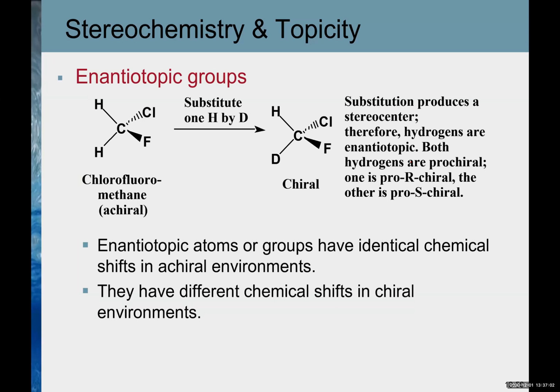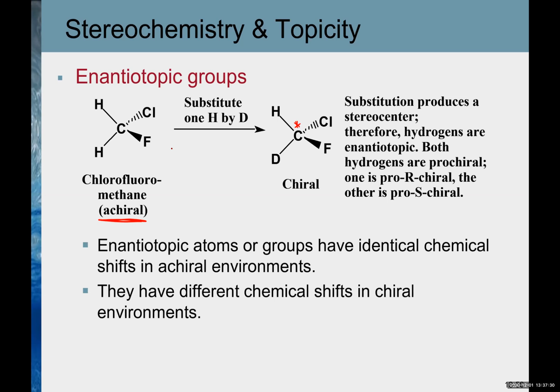Let's take an example of another molecule. This is chlorofluoromethane, and there is no chiral center, so it's achiral. But if we substitute either one of these two hydrogens, it doesn't matter which one, will that create a chiral center?